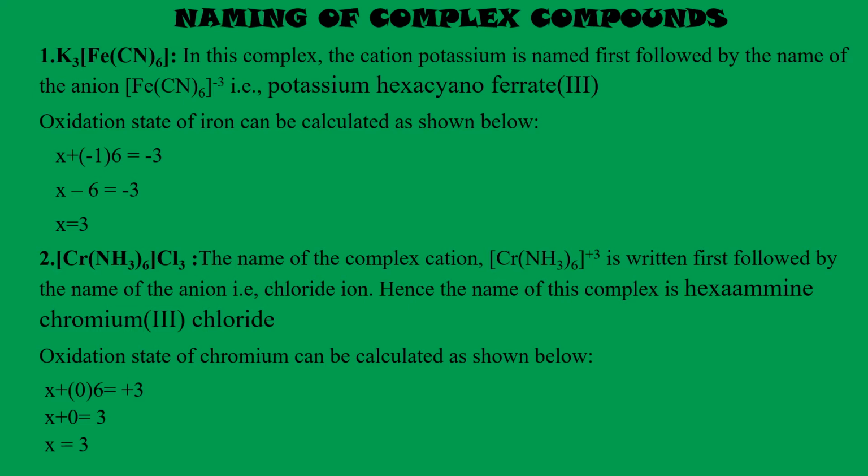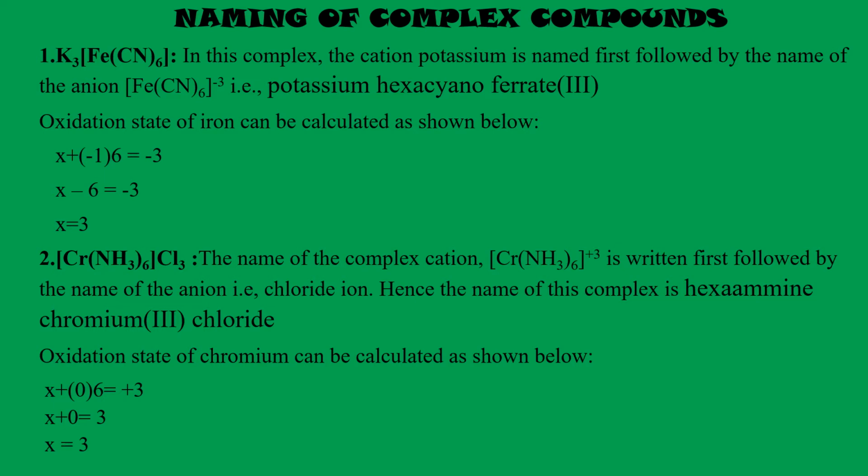Now moving on to the second complex, [Cr(NH3)6]Cl3. Outside there is Cl3. That means there are 3 monovalent anions. Each Cl has a minus 1 charge. Now the name of the complex cation. [Cr(NH3)6]3+ is the complex ion. Why does it have plus 3, students? Because outside there are 3 monovalent anions. Hence, plus 3 is the charge on the complex cation.